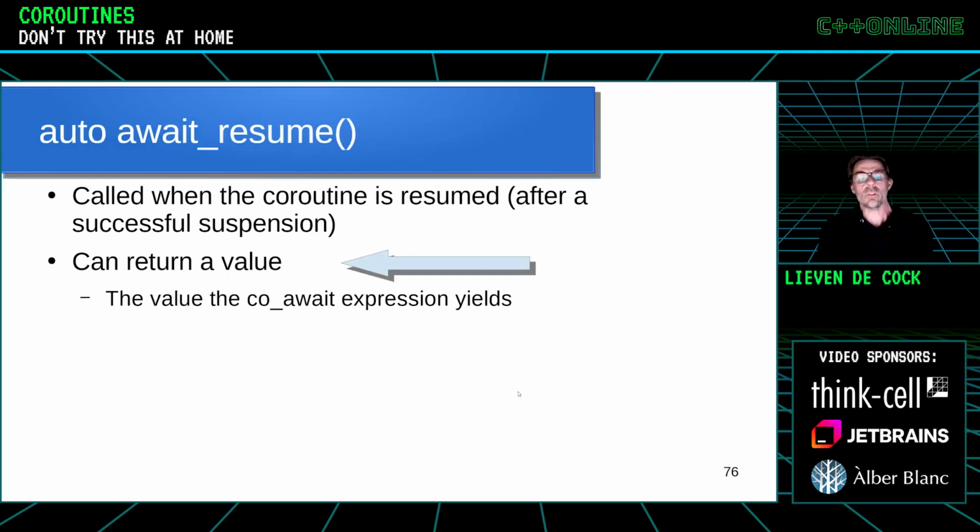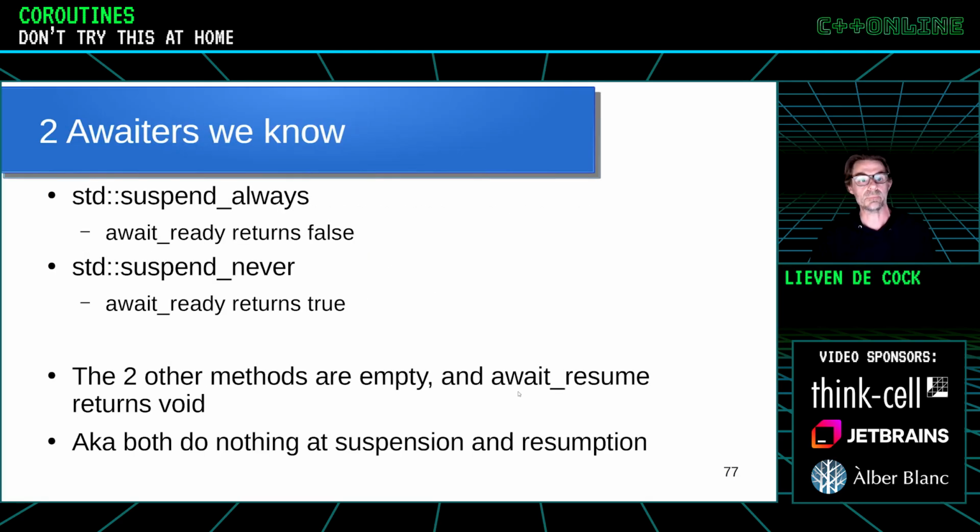And then there is await resume. Await resume is called when the coroutine that has been suspended is resumed. And await resume can return a value. And that value is the return value of the co-await expression. So when you have co-await blah blah blah, you could say that's actually a function returning a value. That's this value that await resume would return.